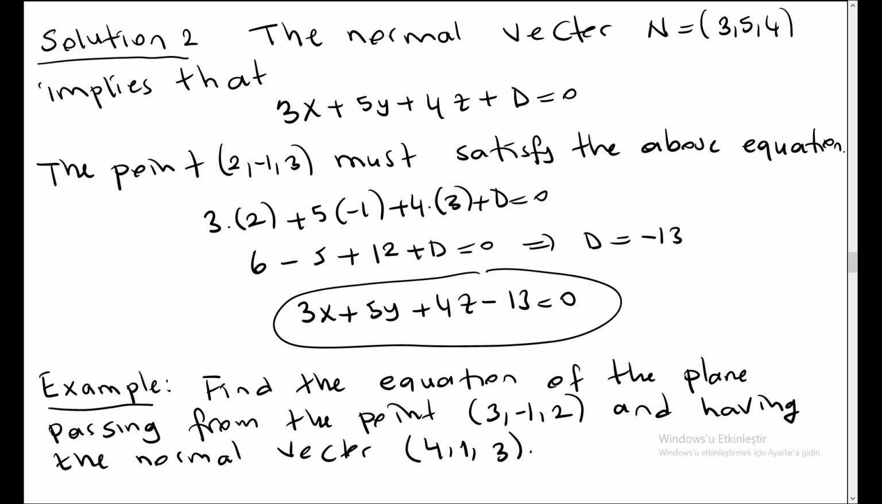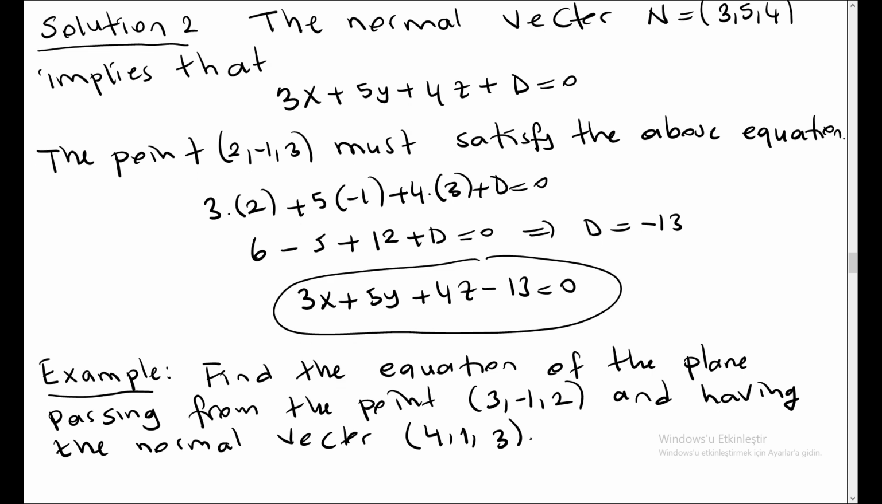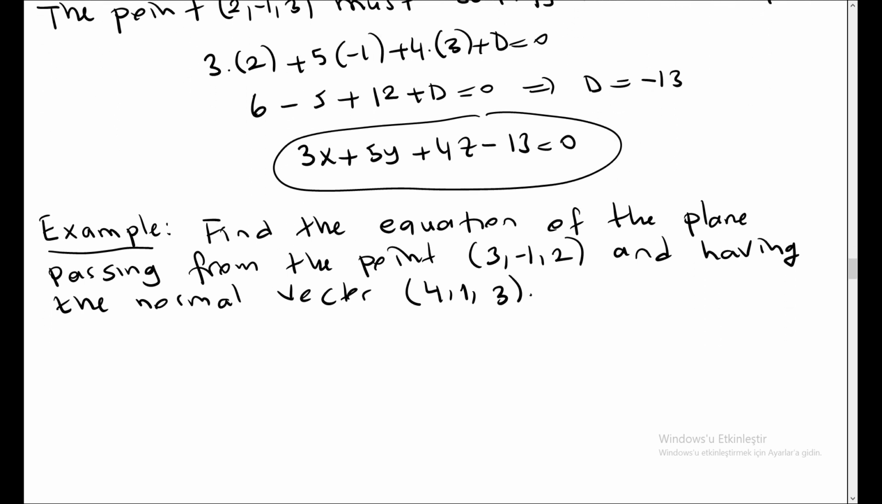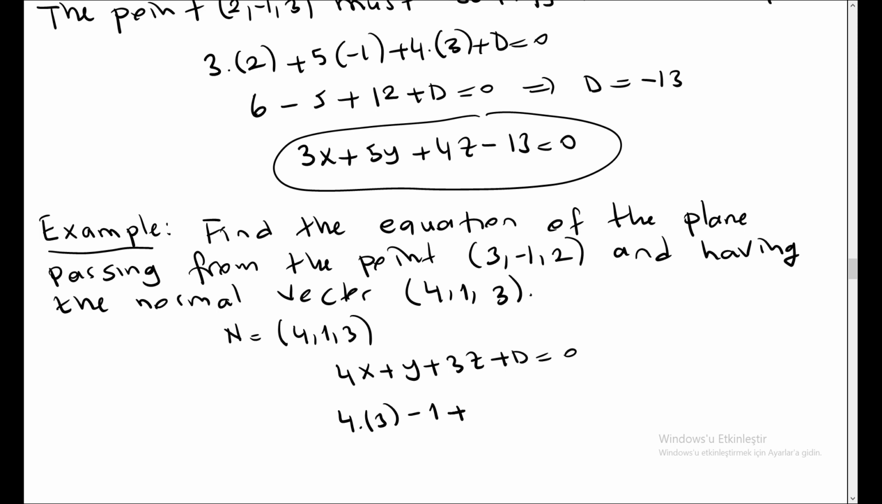Okay. So actually there is nothing new here. We will use the same method we used in solution 2. So again, we have this, because n is (4, 1, 3), it means you have 4 times x, 1 times y, 3 times z, plus d equals 0. So if you put this point here, you have 4 times 3 minus 1, and 3 times 2, 6, plus d equals 0. So 18 minus 1, 17, right? D will be 17.